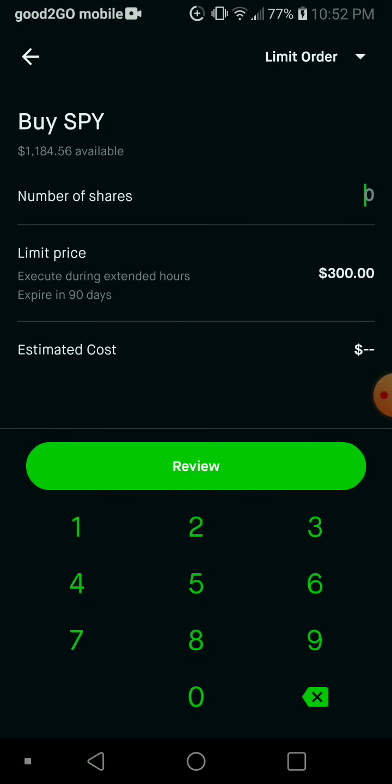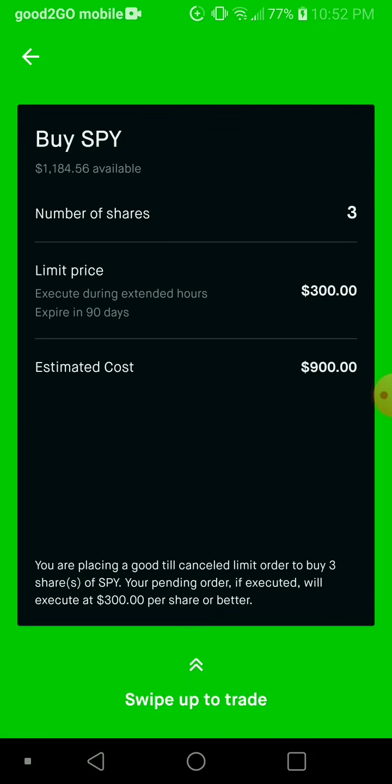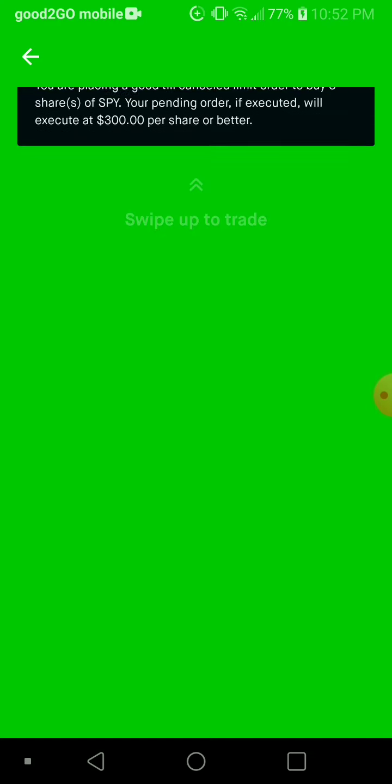And then it's going to ask how many stocks you want to buy. So let's say I want to buy 2 or 3 or 5 or any number of stocks. Let's say 5, or 3. And then review, and it's going to give you the final form of the trade. And then if you swipe the screen up, it will apply it.